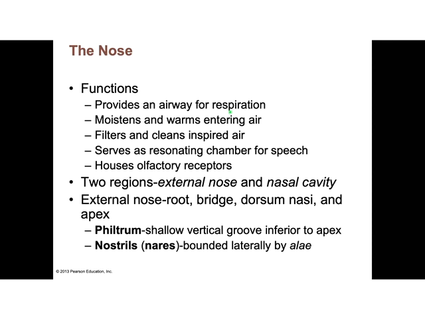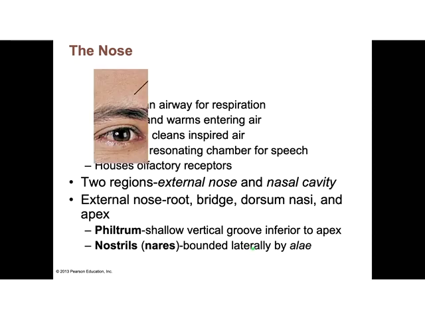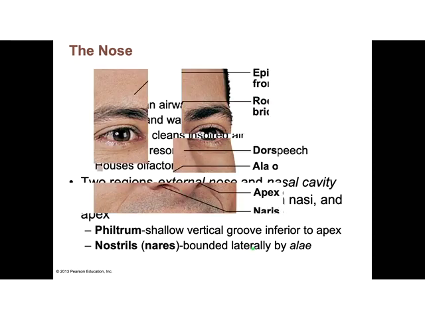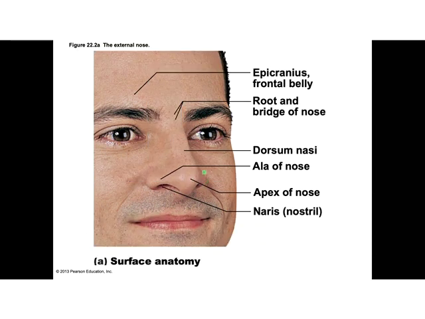The external nose and the nasal cavity are the two components, all right? The external nose is made up of the root, the bridge, the dorsum nasi, and the apex. Underneath it are the philtrum, which are the vertical grooves that are under the apex, and the external nares, which are on the outside, and they are bordered by the alae, or the wings, right? So those are the external nares. There's the alae, right? The internal nares are at the back of the nasal cavity, okay? There's the bridge and the root of the nose, the dorsum, right? And there's the apex of the nose, okay?